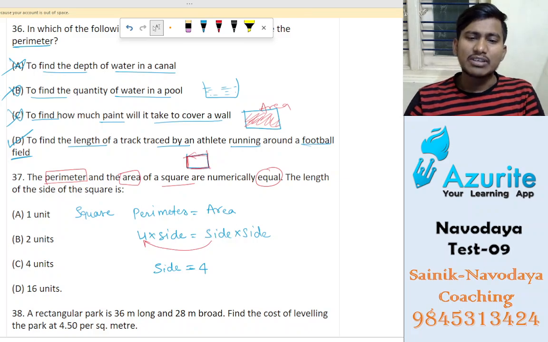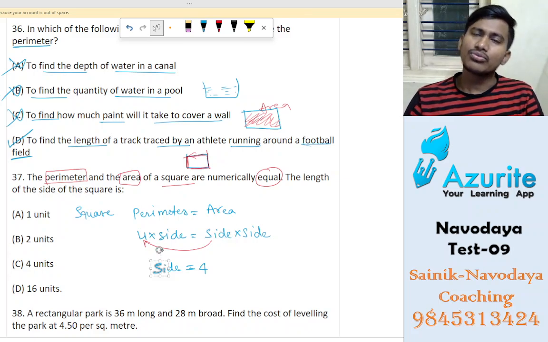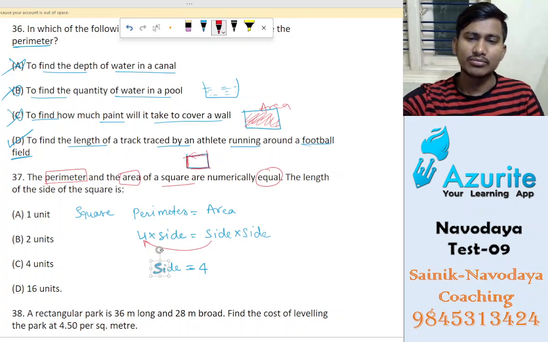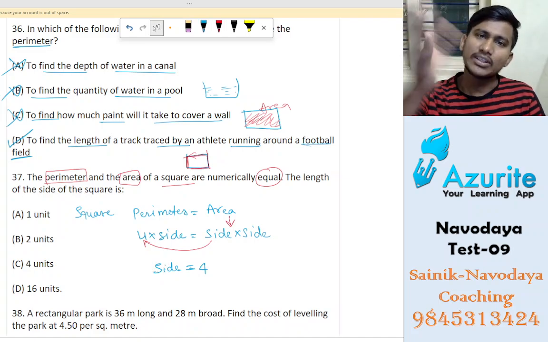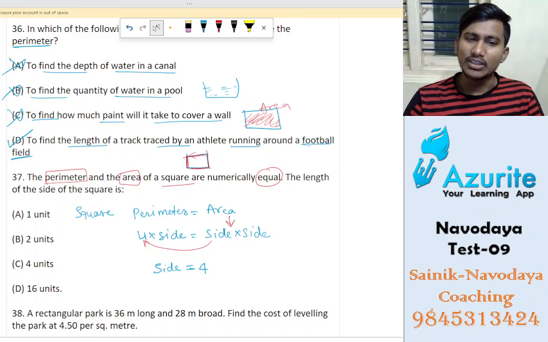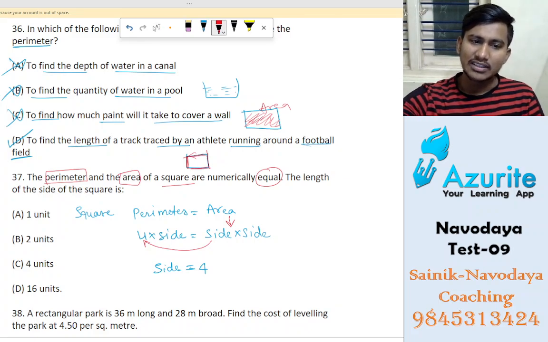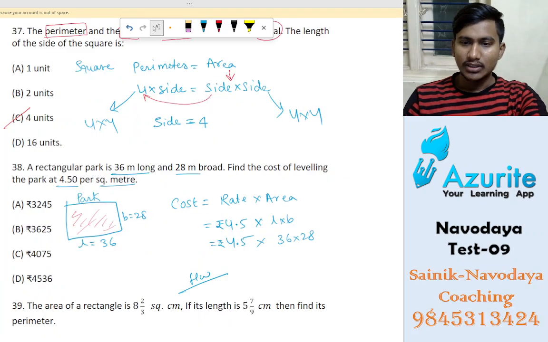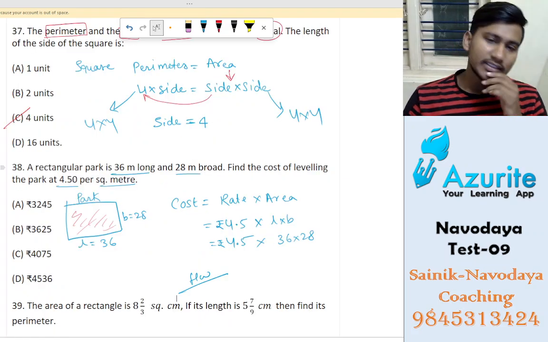So each side will be 4 units because 4 4s are 16, and the area is also side into side, 4 4s are 16. Both answers will be the same, right? Equal. So the answer will be option C here. Understood? Yes? Very easy. Okay? Write it down.